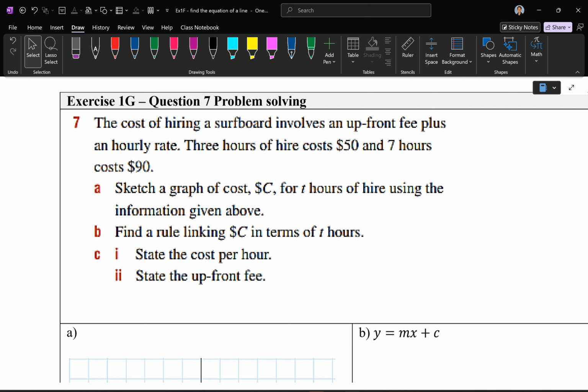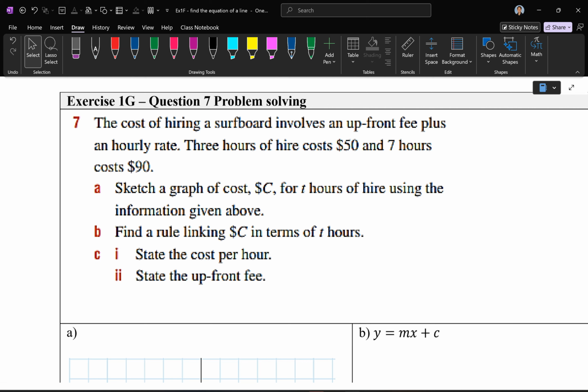The cost of hiring a surfboard involves an upfront fee, so it means you have to pay them first. So upfront fee plus an hourly rate. If I want to hire this surfboard, I need to give them a certain amount first, and then after every hour, I have to pay them a certain fee. So there's a rate per hour. 3 hours of hire cost is $50, and 7 hours of hire cost is $90.